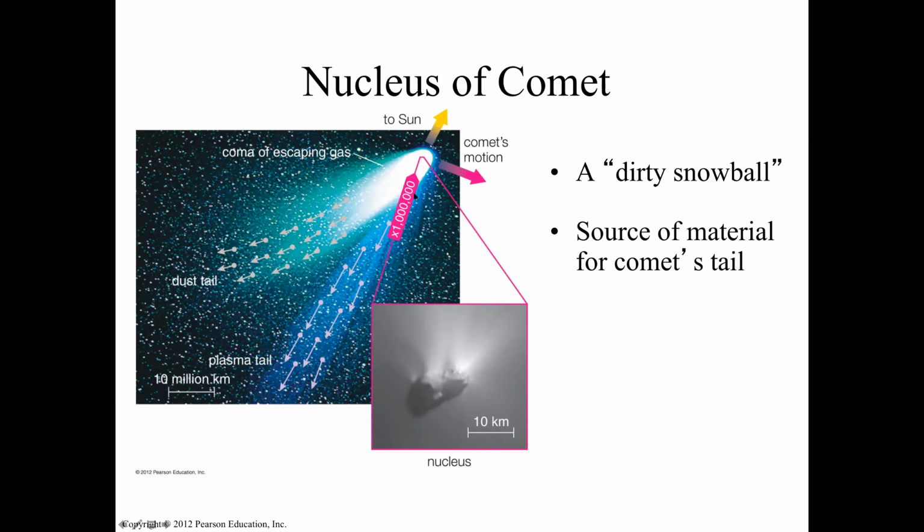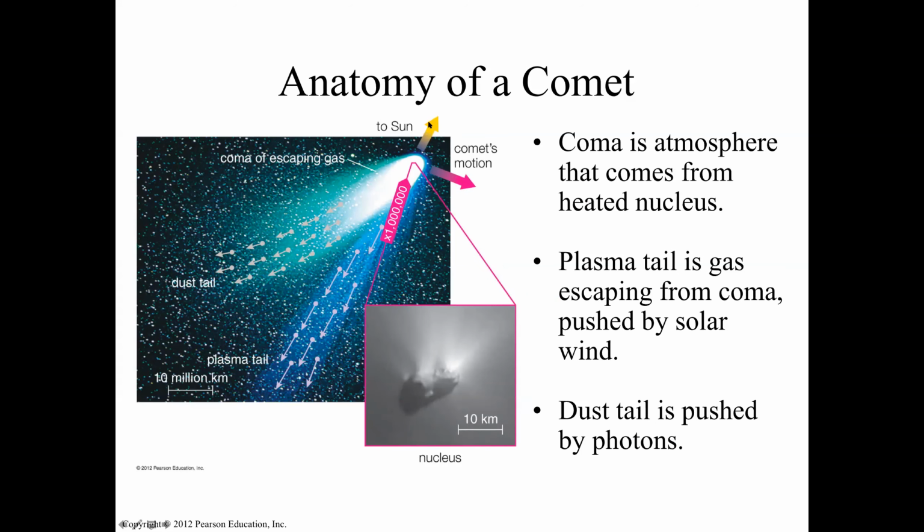When they come to the inner part of the solar system, their ices begin to sublime. So they leave a freely expanding atmosphere around them, which we call the coma, along with two tails, the dust tail and an ion tail or gas tail. Your book is calling it the plasma tail, but I don't think that we call it plasma tail. We call it gas tail or ion tail. Regardless, we have two different tails.